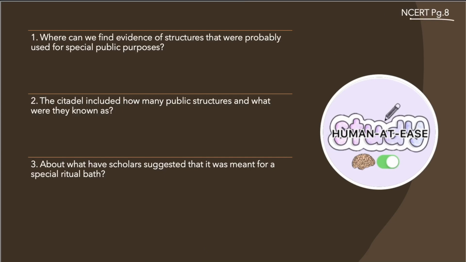Page number 8 of your NCERT. Question number 1. Where can we find evidence of structures that were probably used for special public purposes? Question number 2. The citadel included how many public structures and what were they known as? Question number 3. About what have scholars suggested that it was meant for a special ritual bath?